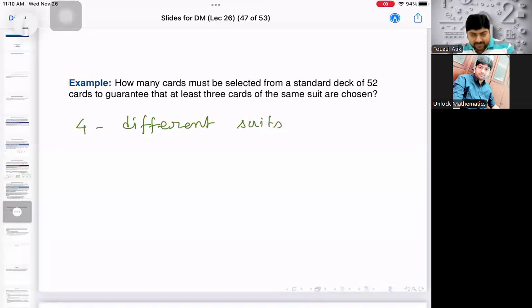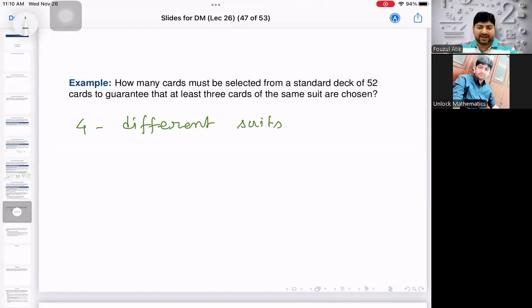What are they? That is diamond, club, heart and spade. Now, suppose you pick the first card. You may get one card. The second card, you may get a different one. Third one, you may get a different one. Fourth one, you may get a different one. Then from the fifth one onwards, one will be repeated. Sixth one onwards, again, the sixth one can be the same.